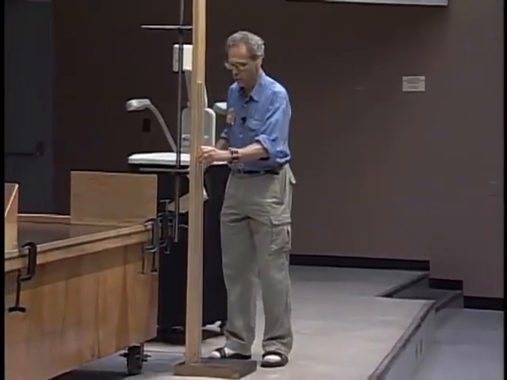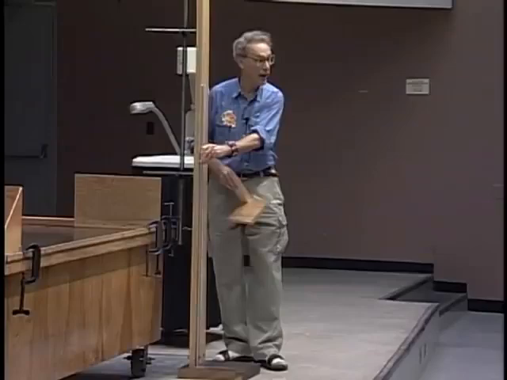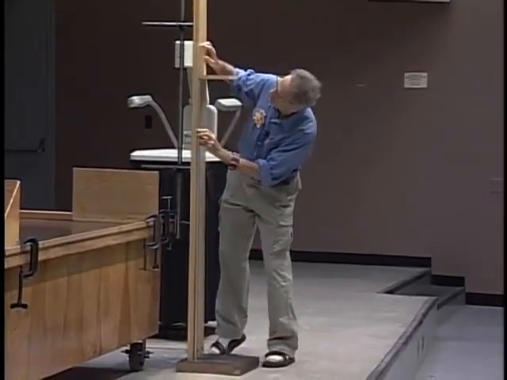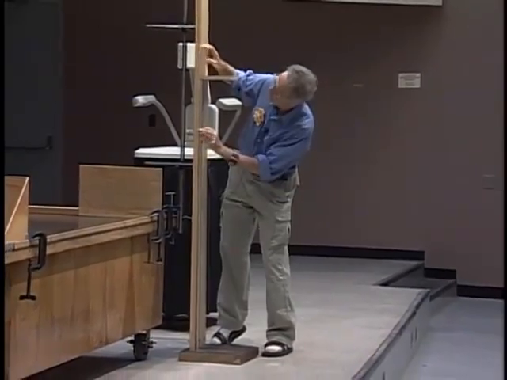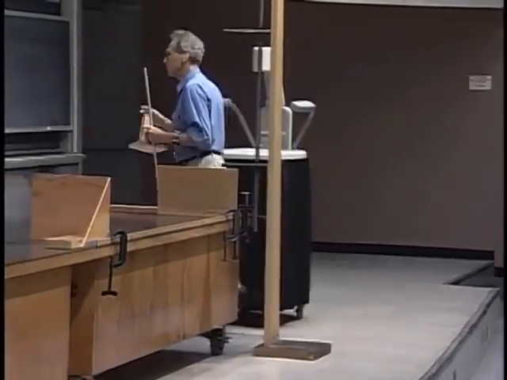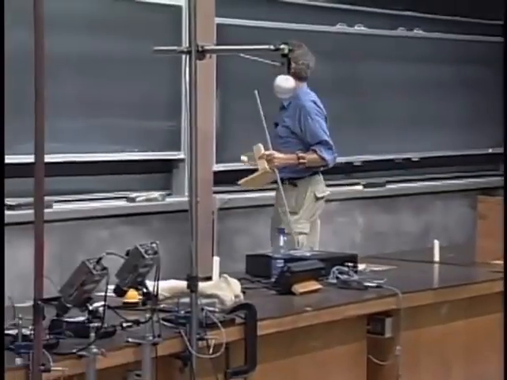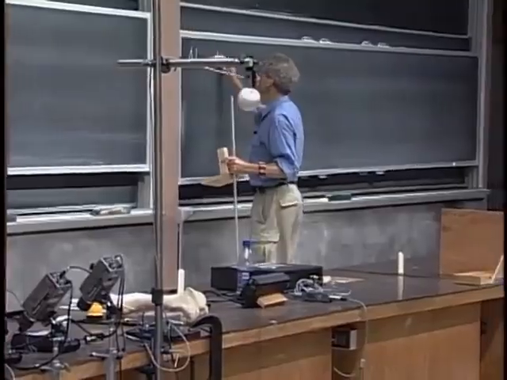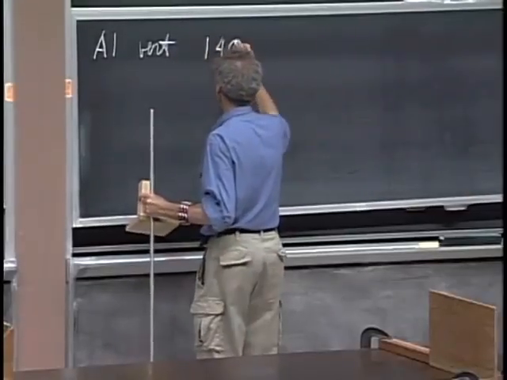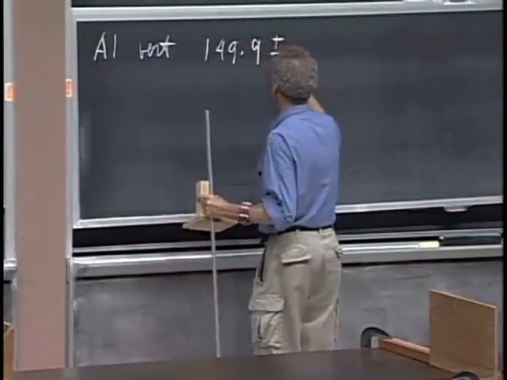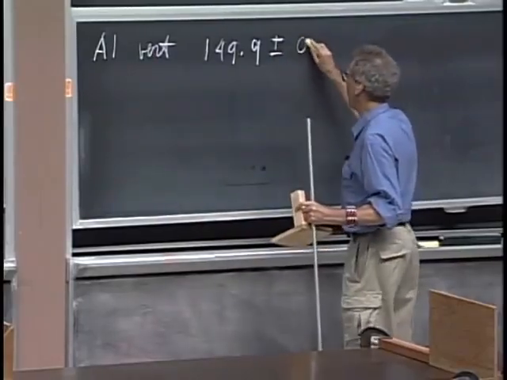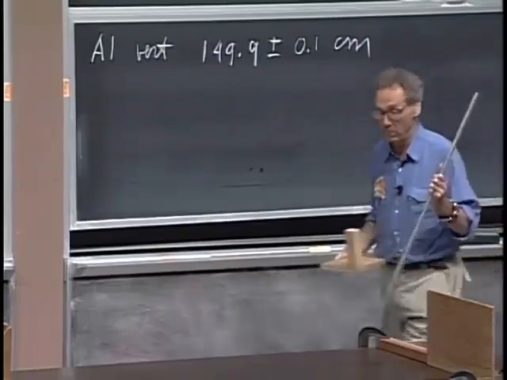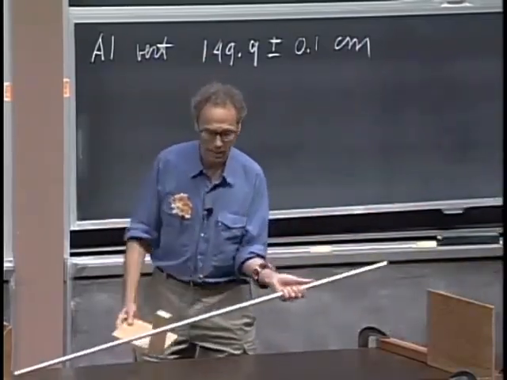I will measure it. You have to trust me. During these 3 months, we have to trust each other. So I measure here 149.9 centimeters. This is the aluminum bar, in vertical position, 149.9. But I would think that the uncertainty of my measurement is probably 1 millimeter. I can't really guarantee you that I did it accurately any better. So that's the vertical one.